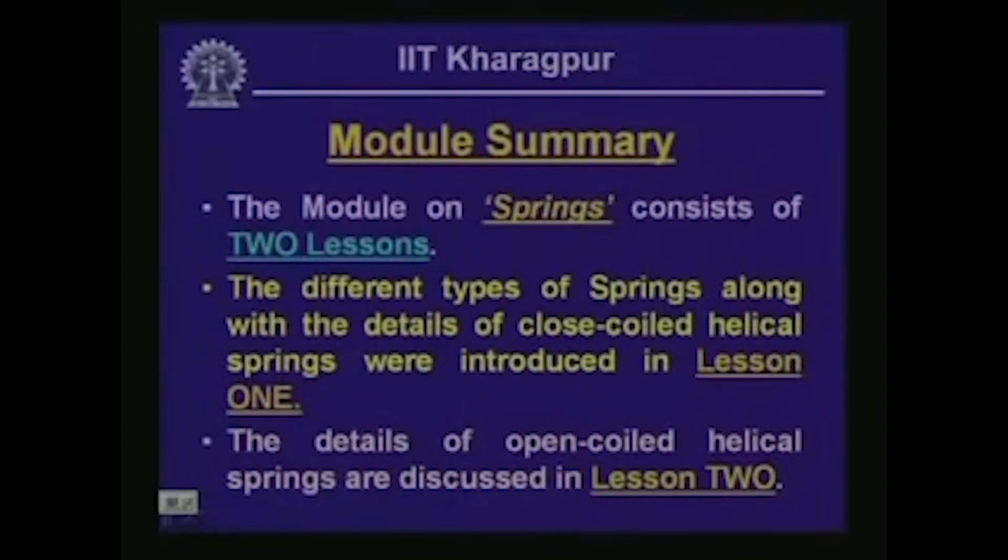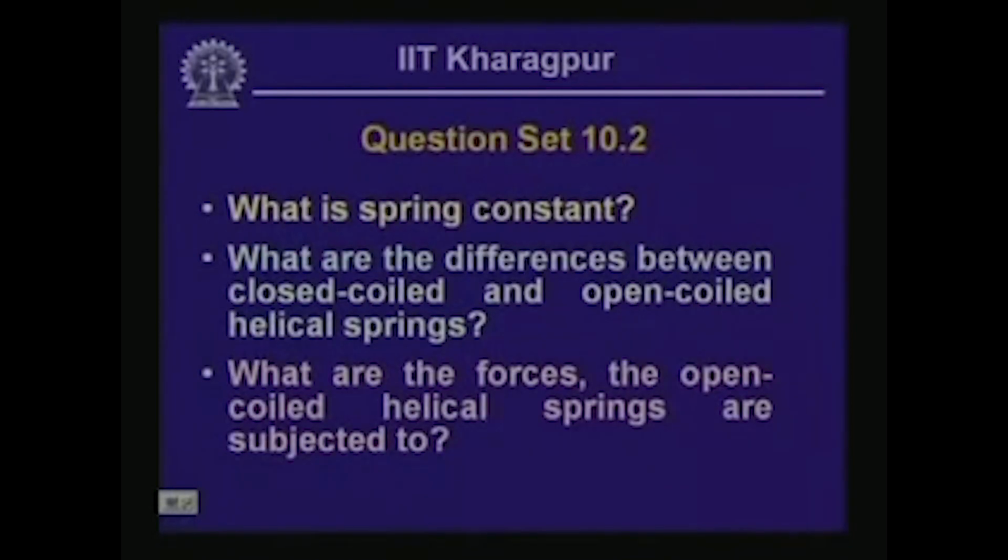And these are the two aspects that we have seen in lesson 1 and lesson 2, and these are the questions which are set for you: what is spring constant, what are the differences between closed coil and open coil helical springs, and what are the forces the open coil helical springs are subjected to. Look into these questions, and if you go through the two lessons of this module, you will get the answers of these questions. Thank you very much.